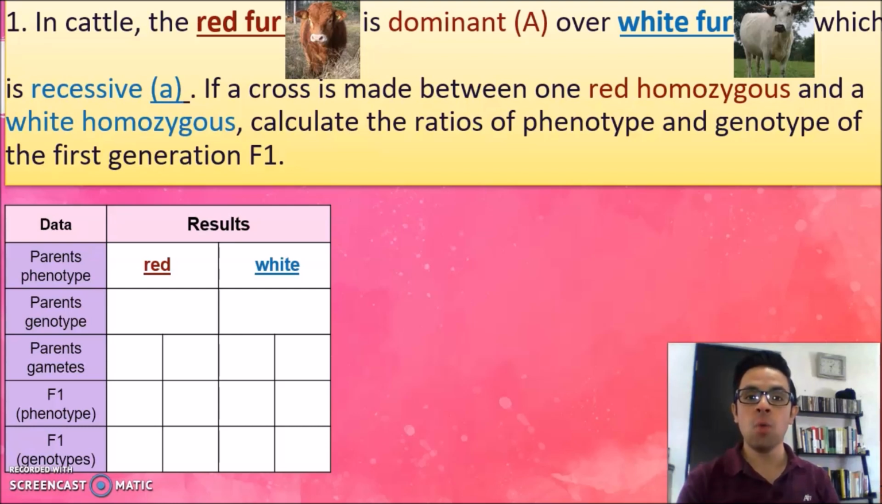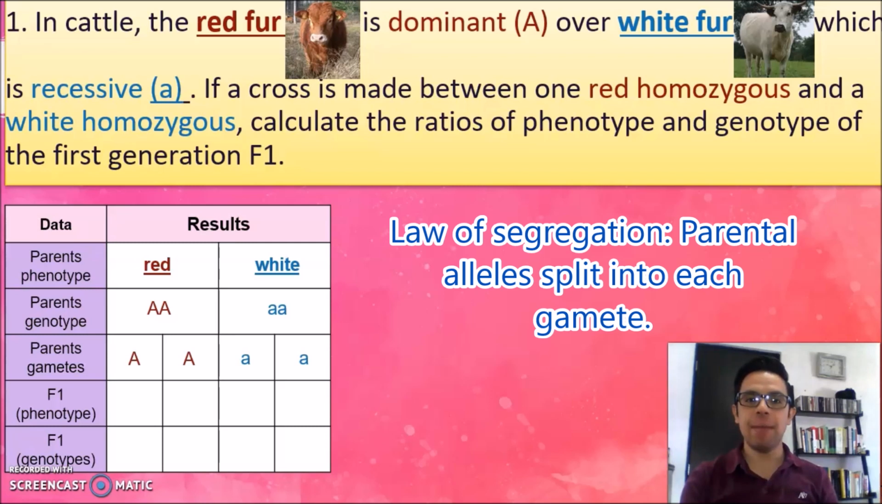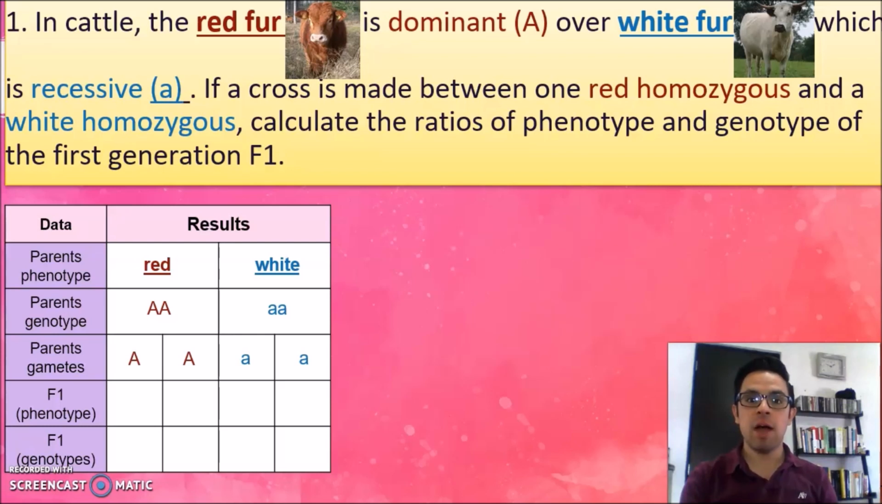Now remember that homo means same, so the genetic composition of the red fur organism will be two uppercase letters. Now the other organism, the white one, is also homozygous. So in this case, it will be two lowercase letters. Once you have established the gametes for the parents, you have done half of the work. The rest is to fill up the Punnett square, which is the tool we will use to obtain the ratios of the genotype and phenotype of the first generation.